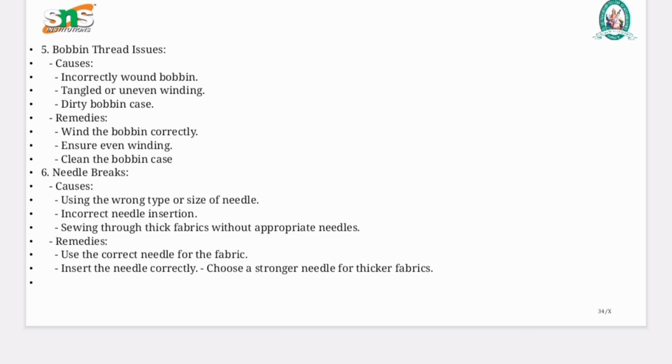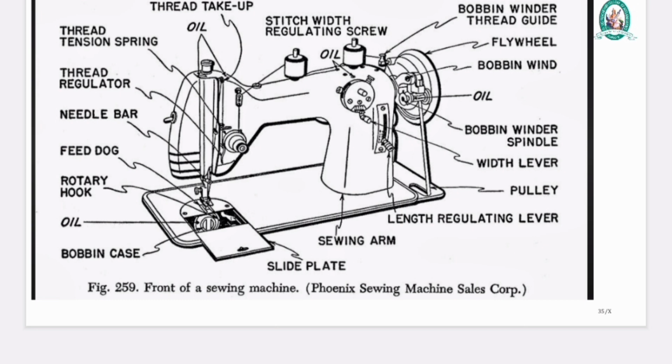Free motion quilting foot enables free motion quilting by allowing the fabric to be moved freely in any direction. It's ideal for creating intricate quilting designs. Embroidery attachment attaches to the sewing machine to convert it into an embroidery machine. It allows for the precise stitching of intricate designs.